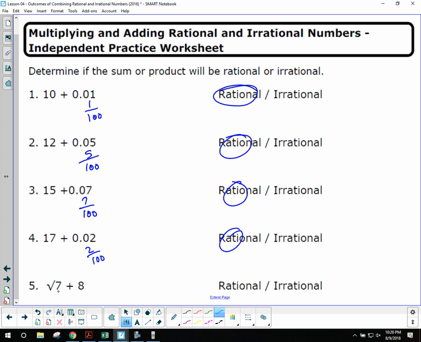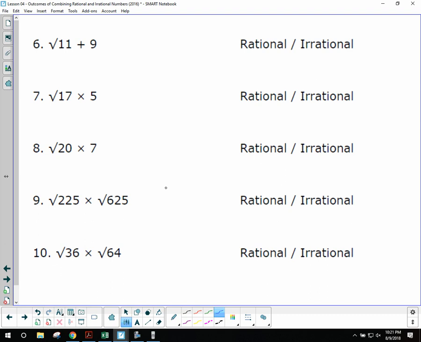So pause the video again, try 6 through 10. Alright, we're back. So root 11, that's irrational, which makes the whole thing irrational. Root 17, again, irrational. Root 20, remember when y'all broke this up, you get 2, 10, 2, and 5. The 2's are going to move out, but this 5 stays there, which makes it root 5. So 2 root 5. The fact that you still have that makes it irrational, which makes the whole thing irrational.